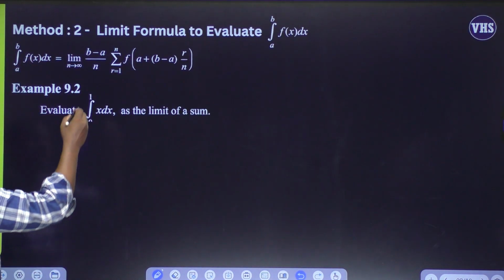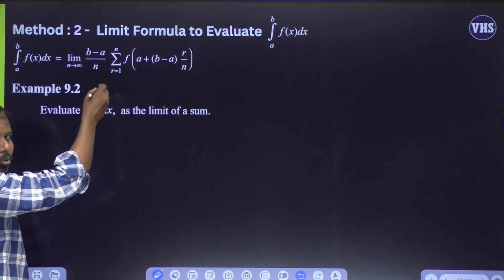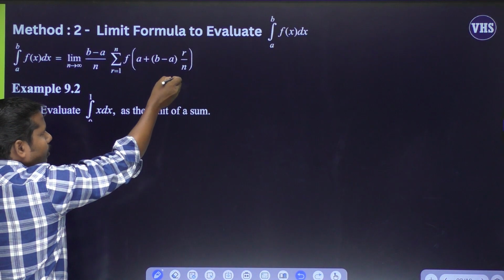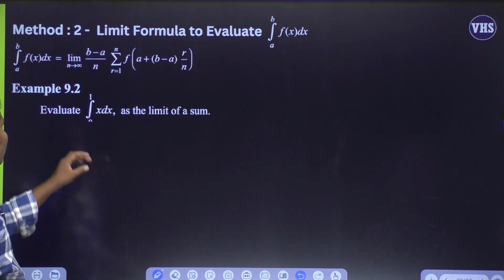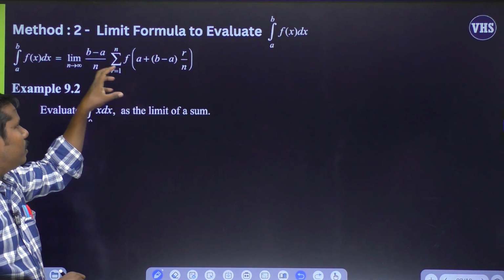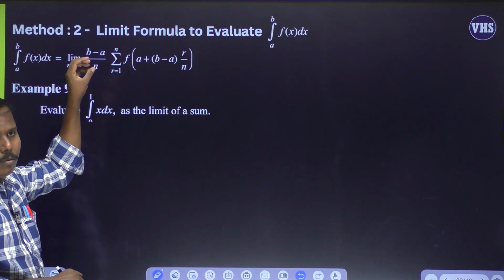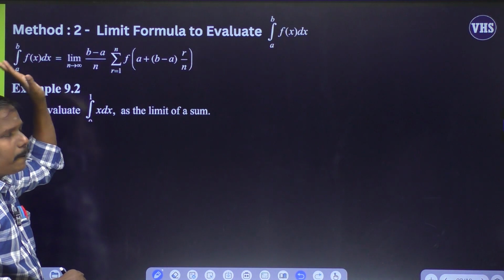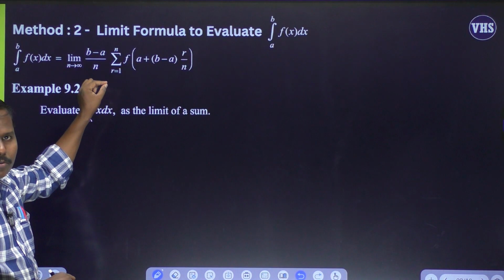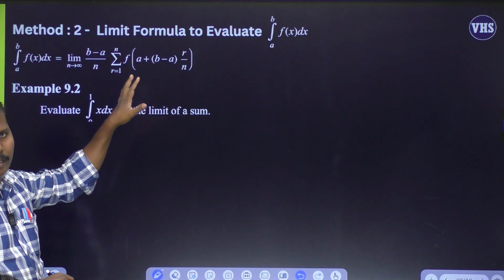is equal to limit n tending to infinity, b minus a by n, summation r ranges from 1 to n, f of a plus b minus a into r by n. Close the bracket. Students, you have to be thorough with this formula. Whenever they ask us to evaluate the definite integral by using the limit sum formula, you should write this formula. So memorize it. Write it 2 or 3 times, go through your memory. So limit n tending to infinity, b minus a by n, summation r from 1 to n, f of a plus b minus a into r by n.